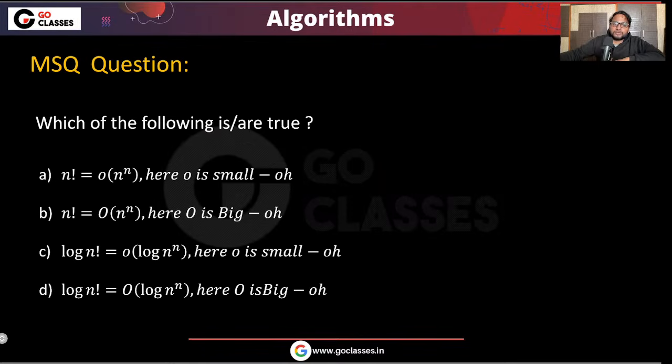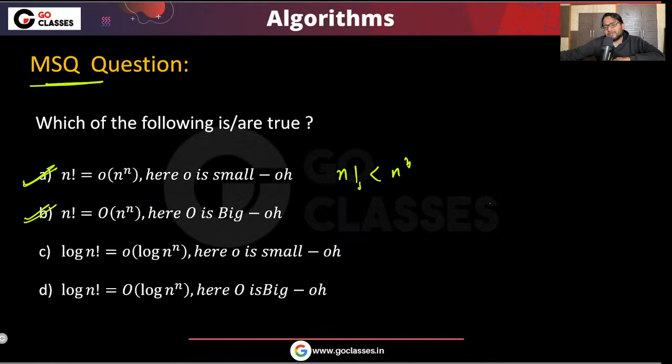Now let's just solve this question. This is an MSQ question. They are asking which of the following is or are true. n factorial is strictly lesser than n power n. What do you think? Yes, that is true. n factorial is lesser than or equal to n power n. If it is strictly lesser, then it is lesser than or equal to also, right? That's why this is true.